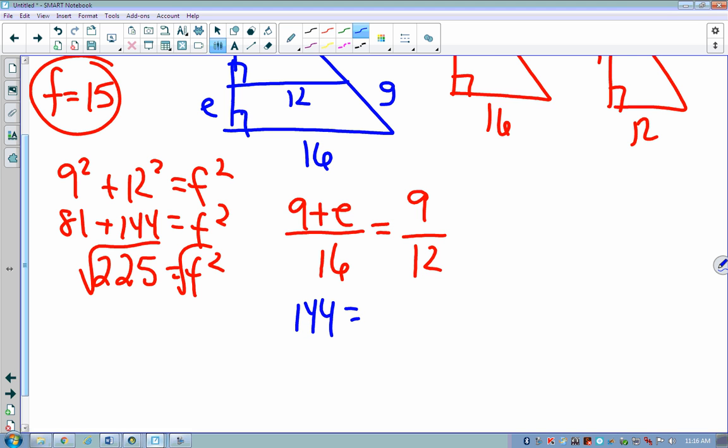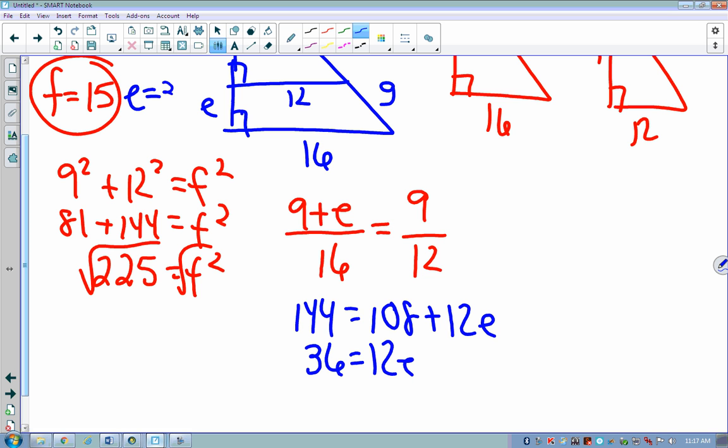144 equals, now, what do I have to do between the 12 and the 9 plus E? Distribute. So 9 times 12, 108 plus 12E. Okay, what's next? Subtract 108 from 144. So what is that? Is that 36? 36 equals 12E. That looks a little easier, right? Just divide by 12. What does E equal? E equals 3. Okay, E equals 3.